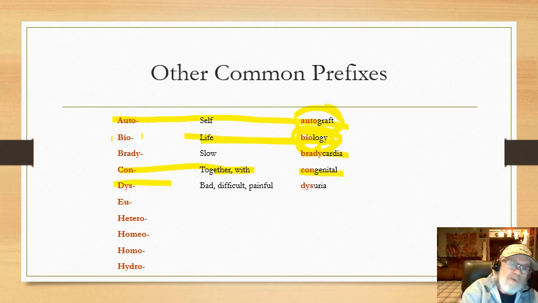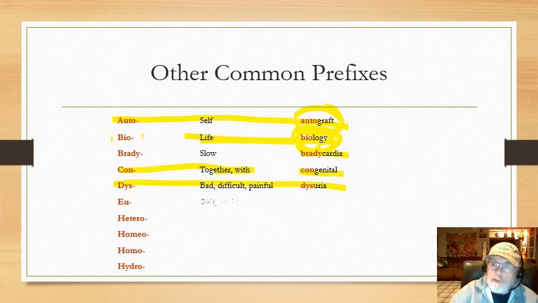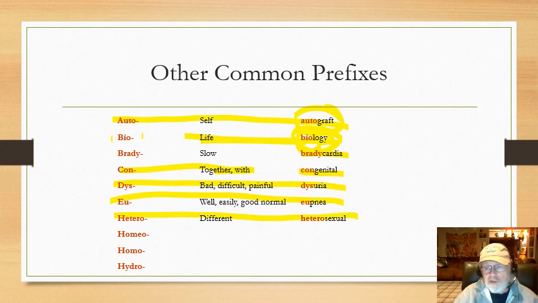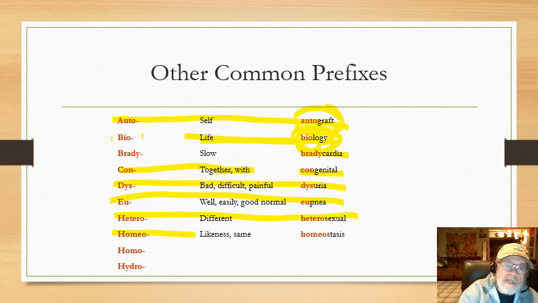Dys, we've had this before. Bad, difficult, or painful. Dysuria is painful urine. Eu, we had before. Easy, well, good, normal. Eupnea, nice, easy breathing. That was a word we had before. Hetero, different. Heterosexual, different sexes. Makes sense. Homeo means likeness or the same.